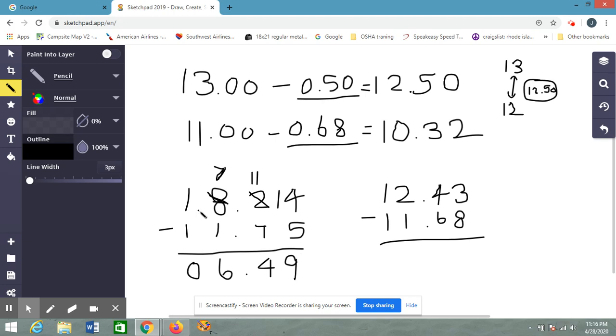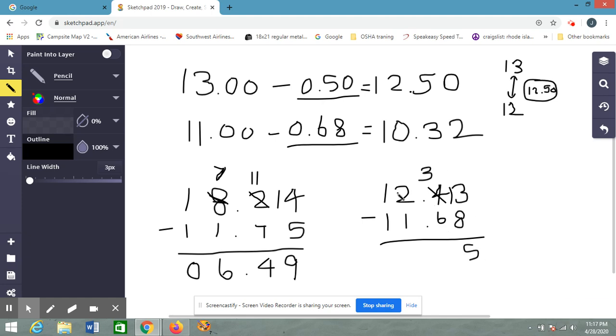So same exact thing that we've been doing. You might have to do a little bit more borrowing and carrying because our numbers are longer now. So we'll do this one real quick. 12 and 43 hundredths. Go all the way to the right. 3 hundredths minus 8 hundredths. We're going to have to borrow. Take a tenth from there, becomes 10 hundredths. Now we have 13 hundredths minus 8 hundredths. That's 5 hundredths.